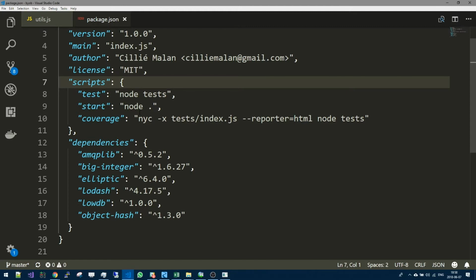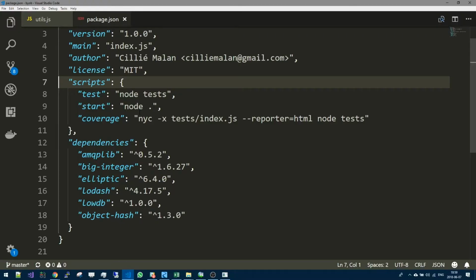We've got LowDB, which is a very, very simple database. So simple that it just stores everything in a JSON file. So basically, this is JSON as a database. It's really simple. It also uses Lodash, so you can interface it with Lodash.